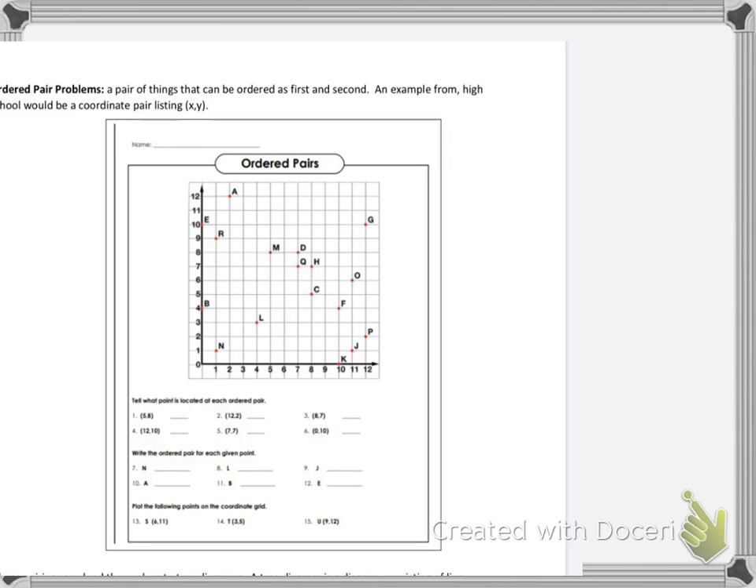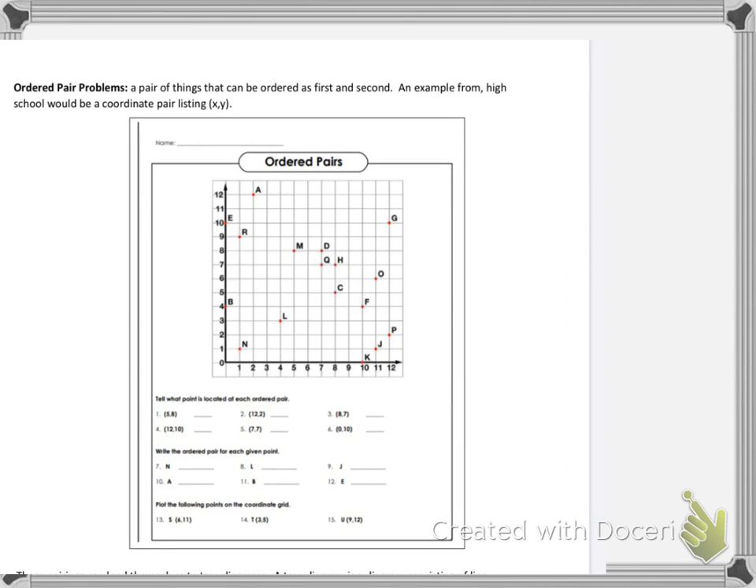So 5, 8, you will go over 5, so that's going to be your x. Go over 5, and then go up 8, and you're going to get to m. So that's going to be m. So we'll jump around a little bit. We'll do a couple in a row, and then we'll move on. Okay, the next one is 12, 2. Always go over first, so go to 12, and then count up 2 from there. That's going to be p.